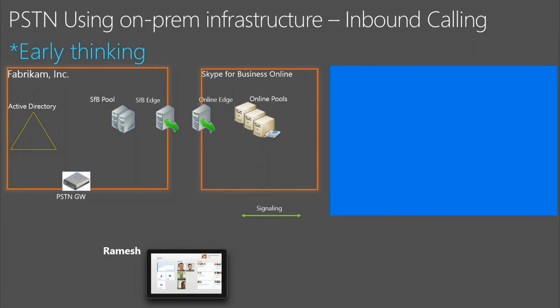A little bit of early thinking in the PSTN using on-premise infrastructure. As I mentioned, it's something that we know we'll have to build in the future. The feature is not available yet. These are some early thoughts on how we would enable that scenario. It's really, really early thinking. There's a lot of work that still has to happen in our engineering teams to make it a reality. But we could use that as a starting point on how the flow would work end to end.